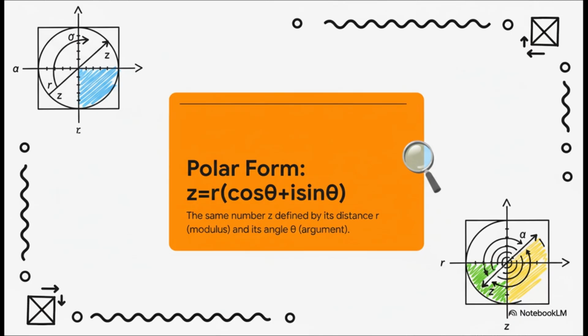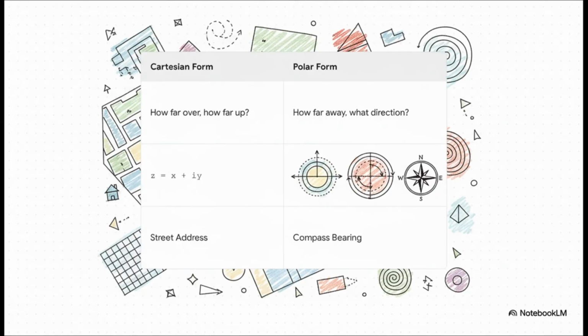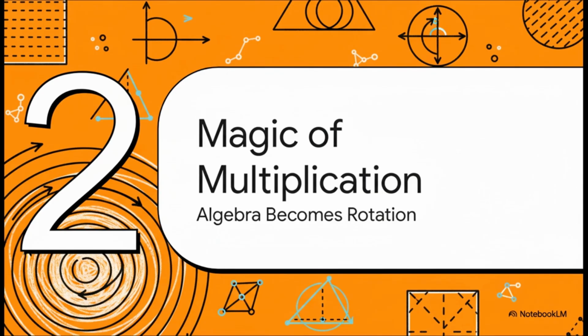Polar form. Now, instead of over and up, you describe that exact same point by its direct distance from the center. We call that r, the modulus, and the angle of that line from the x-axis. We call that theta, the argument. It's a total shift in perspective. And this really nails the difference. The Cartesian way asks, how far over, how far up? Just like a street address. But the polar way asks, how far away and in what direction? Like a compass bearing. You're getting to the exact same spot, but you're using a completely different set of directions to get there.